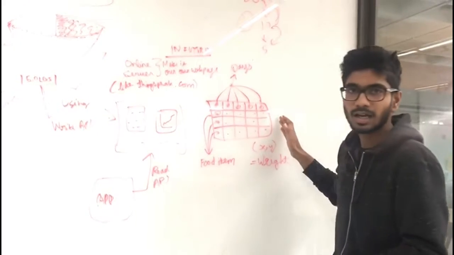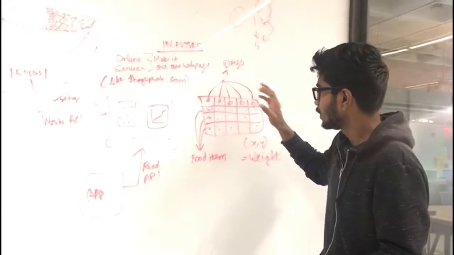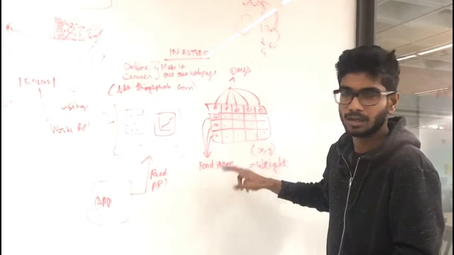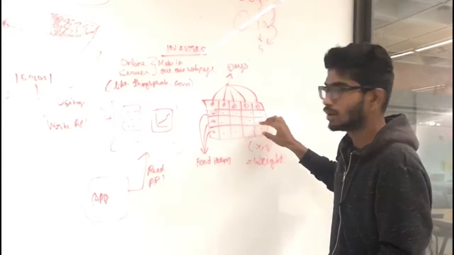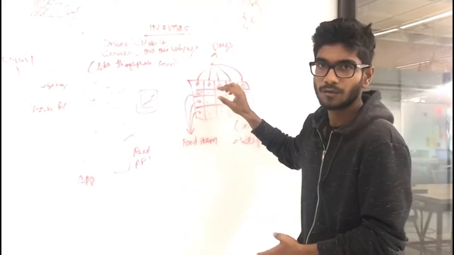This is the template that we have right now of how the restaurant's database could look. The columns would be the number of days and the rows would be the food items. The coordinates would give us the weightage that is being wasted on that particular day for that food type.